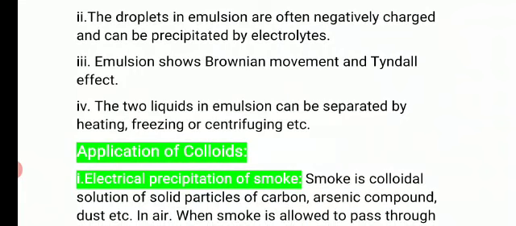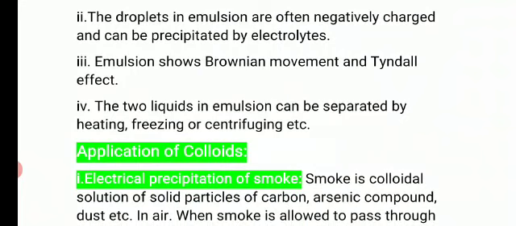And the last property of the emulsion is the two liquids in emulsion can be separated by heating, freezing or centrifuging. Okay, the two immiscible liquids when mixed together form the emulsion, no doubt about that. Oil in water, water in oil, you can add say petrol in water. You may take chloroform and water. Understood? Chloroform and water, both are immiscible with each other, and that's why they form the emulsion.